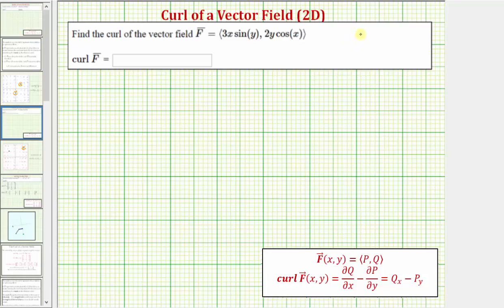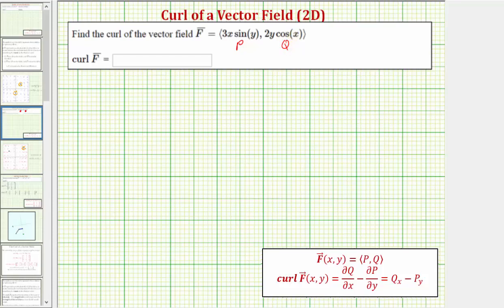Welcome to a second example on how to determine the curl of a two-dimensional vector field. Remember, the curl of a two-dimensional vector field is a scalar function defined here, while the curl of a three-dimensional vector field is another vector field. So because we have a two-dimensional vector field, using our formula below, notice how P is equal to 3x sine y, and Q is equal to 2y cosine x.